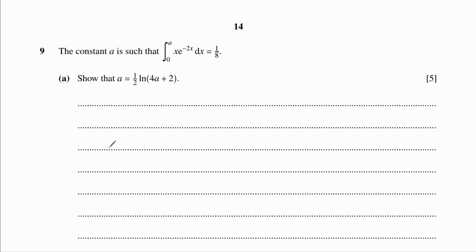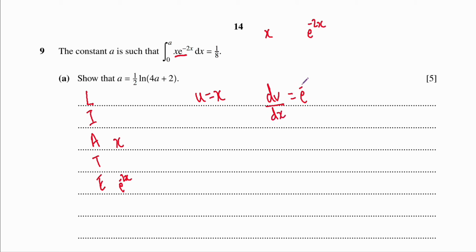Remember LIATE, right? By the way, first you have to realize this is integration by parts because it's a product of two functions. We have x, and we have e to the negative 2x. Those are our two functions. So we have LIATE. Clearly e to the negative 2x is exponential, and x is just algebraic. So that means our u is going to be equal to x, and our dv/dx is going to be equal to e to the negative 2x.